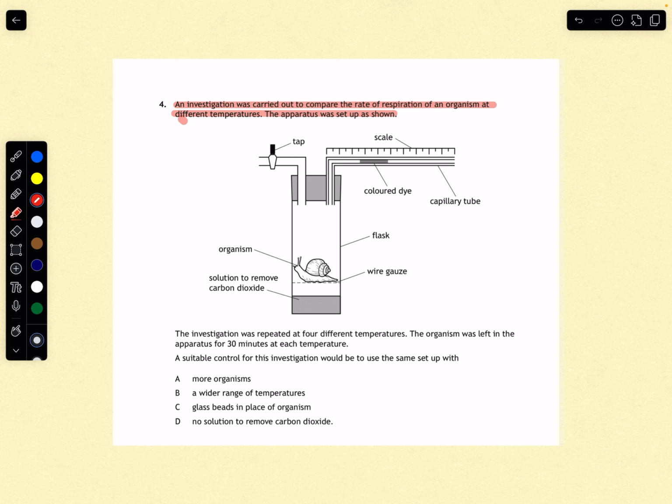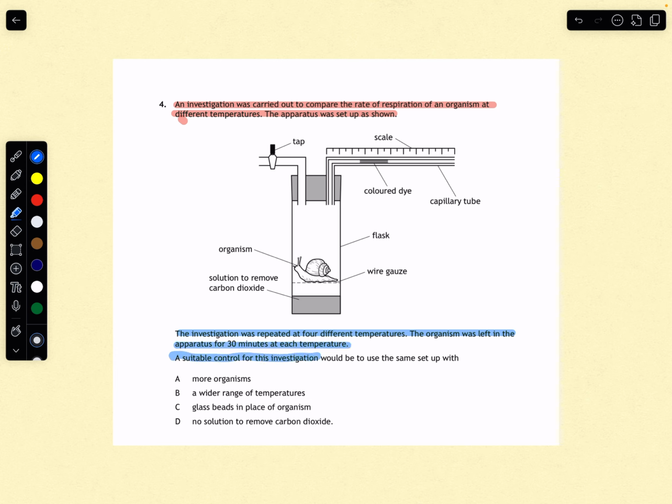When it comes to a control, what you're dealing with is you're trying to get rid of the factor that is actually providing the result in the investigation experiment, right? So reading this, an investigation was carried out to compare the rate of respiration of an organism at different temperatures. The apparatus was set up as shown. The investigation was repeated at 4 different temperatures. The organism was left in the apparatus for 30 minutes at each temperature.